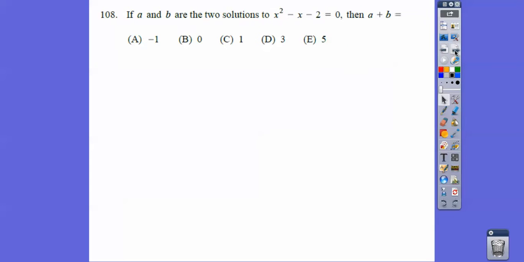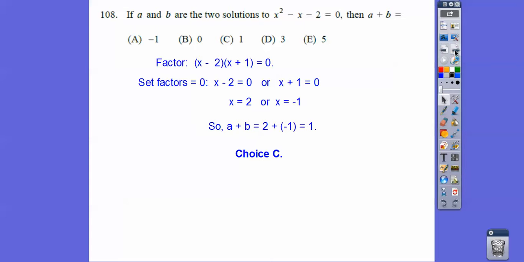Okay, all right. If A and B are two solutions of that, factor that. So when you factor it, we get X equals 2 or negative 1, because you set this factor equal to 0, set this factor equal to 0. That's A and B. So when you add them together, you get choice C, okay?